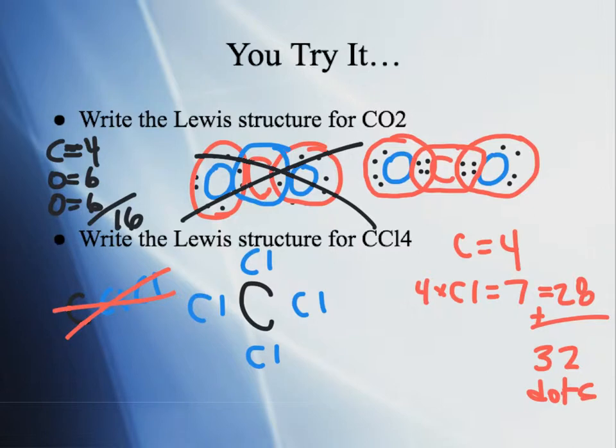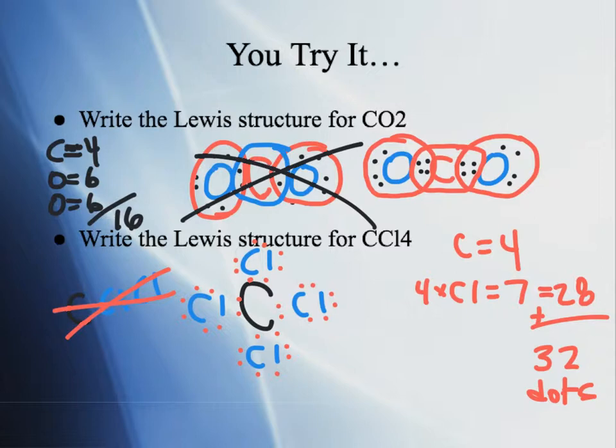So let's get started. 1, 2, 3, 4, 5, 6, 7, 8. Okay, let's do those bonds first because we know we have to make bonds with those dots. 9, 10, 11, 12, 13, 14, 15, 16, 17, 18, 19, 20, 21, 22, 23, 24, 25, 26, 27, 28, 29, 30, 31, 32. Bam. It's going to look just like that.